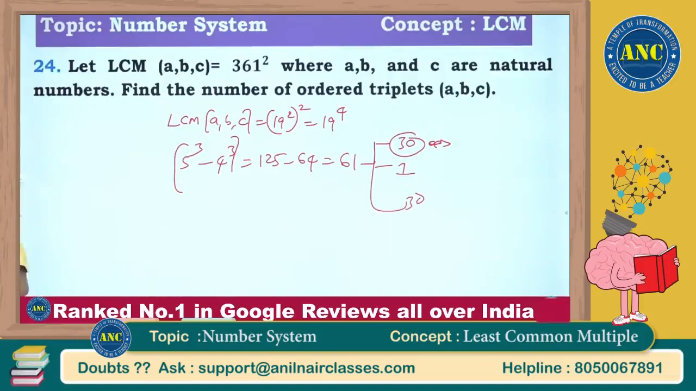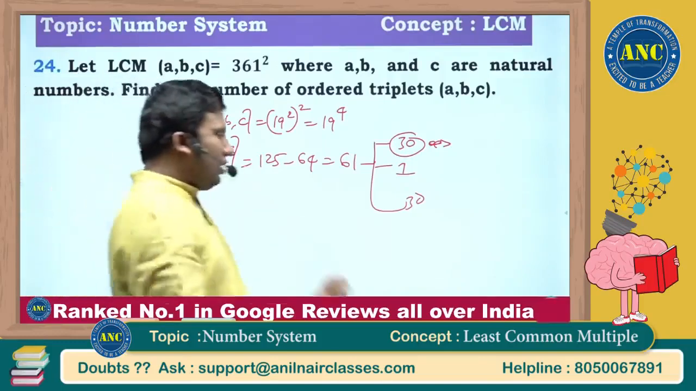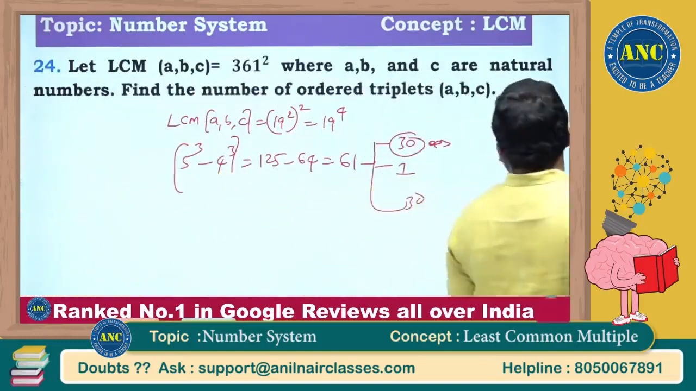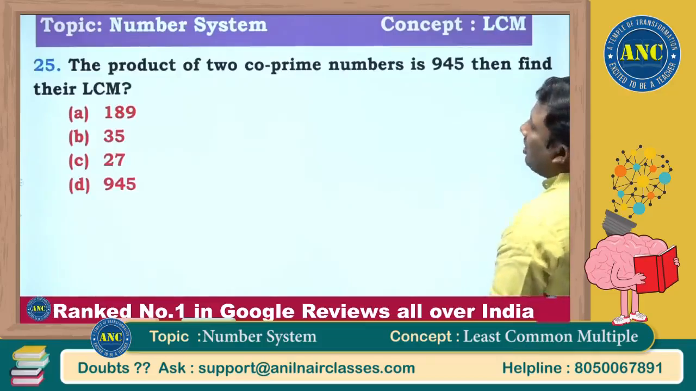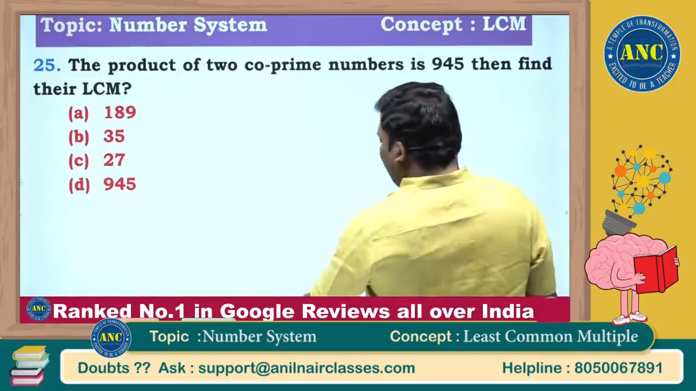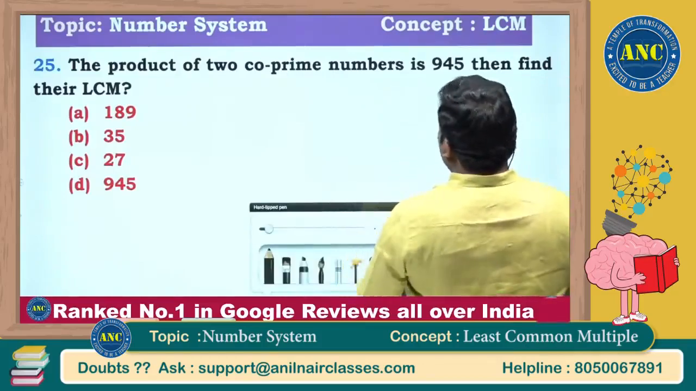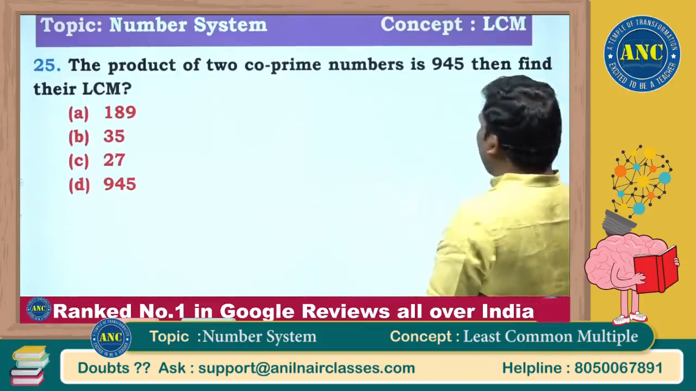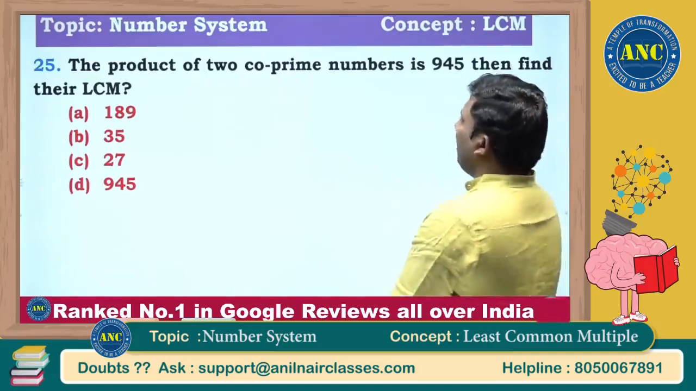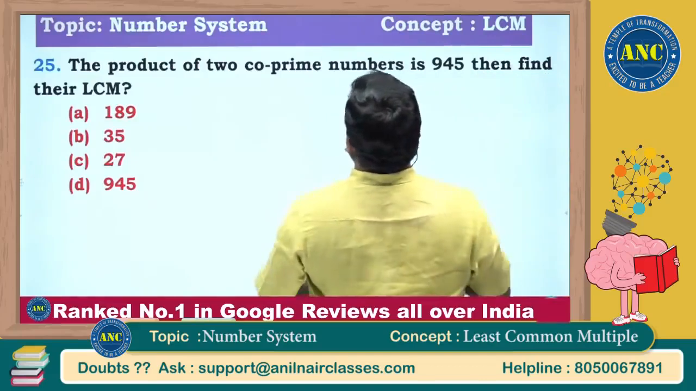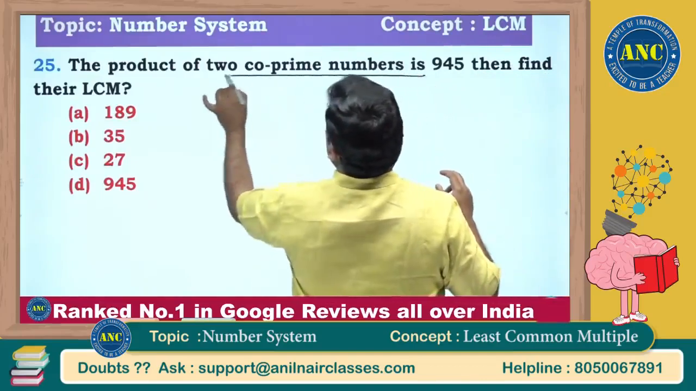See the question, sir. The product of two coprime numbers is 945. Then their LCM?